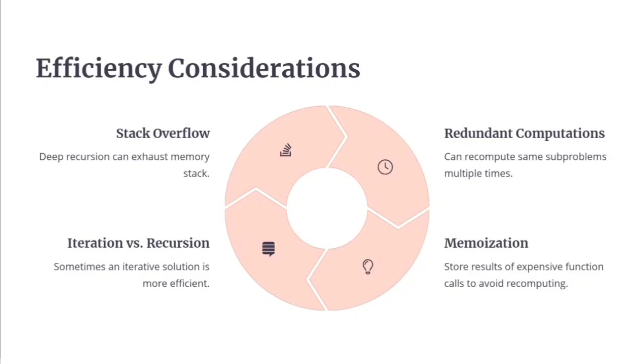Redundant computation. What is it? Some function calls are computed again and again in naive recursion. It occurs in Fibonacci sequences, combinations or binomial coefficients, and game tree evaluations. Second is memoization. Memoization is storing the results of expensive recursive calls and reusing them when the same inputs occur again. Why does it matter? It prevents redundant computation, especially in overlapping subproblems, for example, Fibonacci.